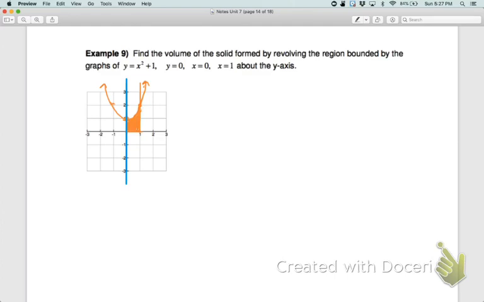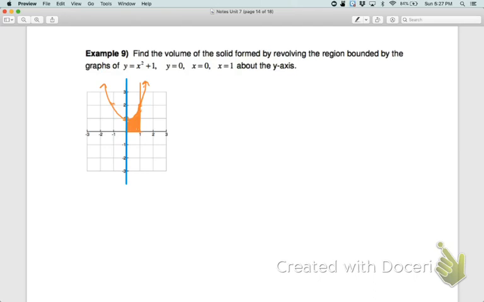Our first question is always, is this a disk method or is this a washer method? Disk method means there is no gap between our region and the axis of revolution. Washer method means that there is a gap. And unfortunately for this problem, the answer to both is yes.